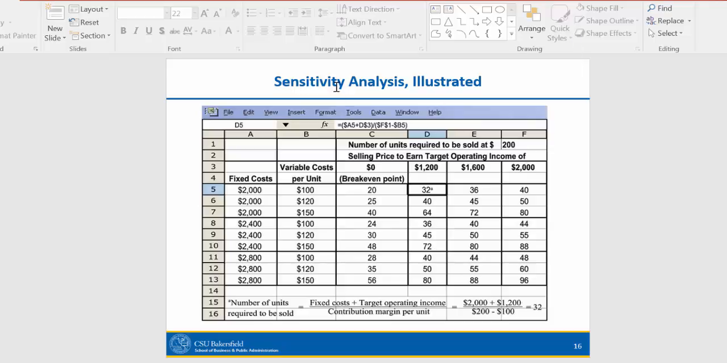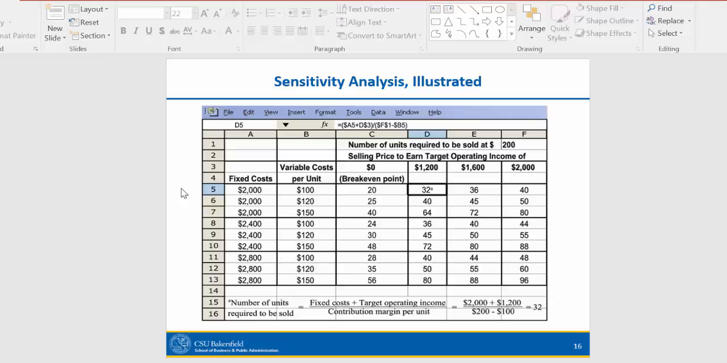So I will let you read the sensitivity analysis by yourself. It's not that difficult, it's not very complicated, and you may be asked to do a few questions. Just keep one thing in mind. It's just a matter of changing some of the conditions. You have different fixed costs, different variable cost per unit, different target operating income, and how many units you might want to sell, and things like that. So that's the application here.